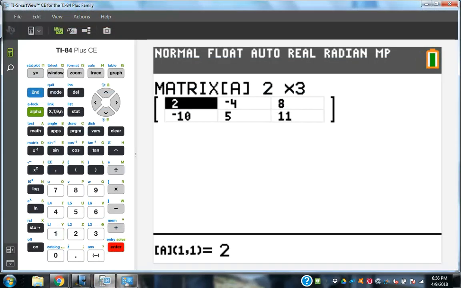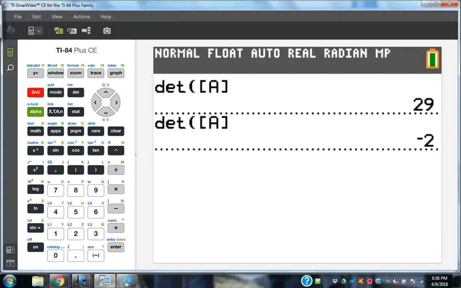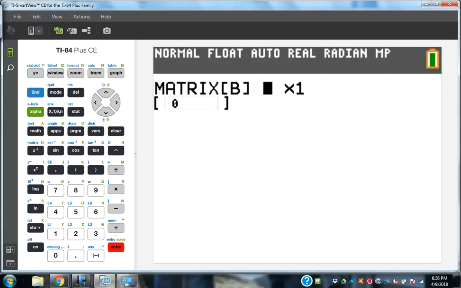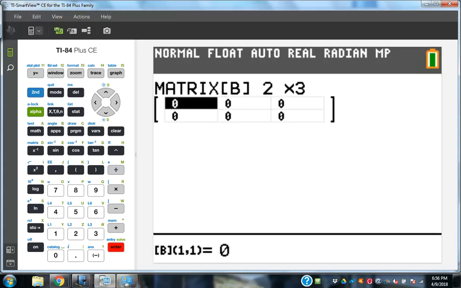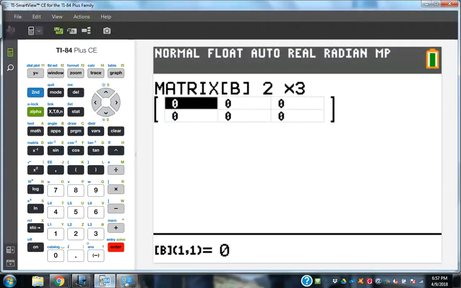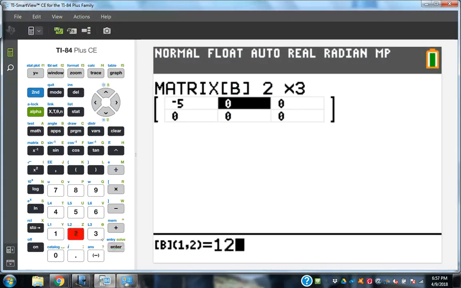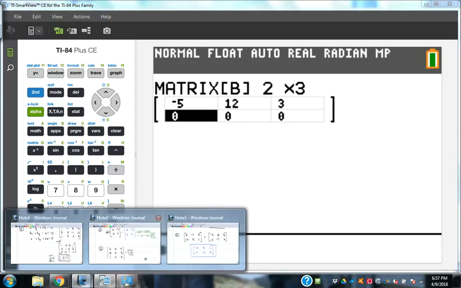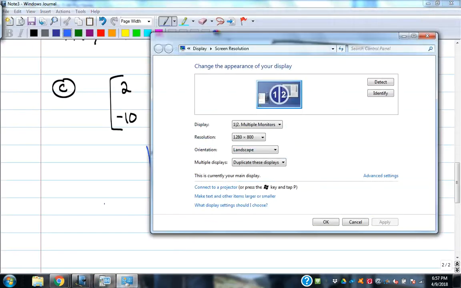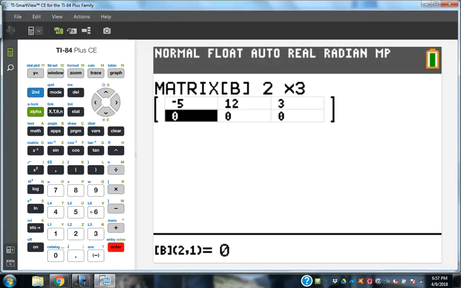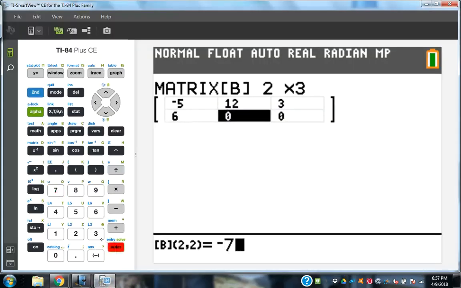So I put that first matrix in, second quit, go back to the matrix, edit. I'm going to go to matrix B this time. It's a 2x3. And I'm going to put in that matrix. -5, 12, 3. And then 6, -7.